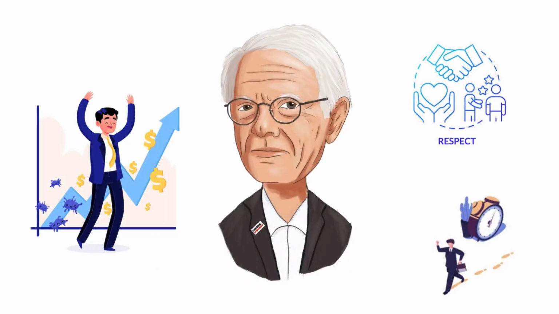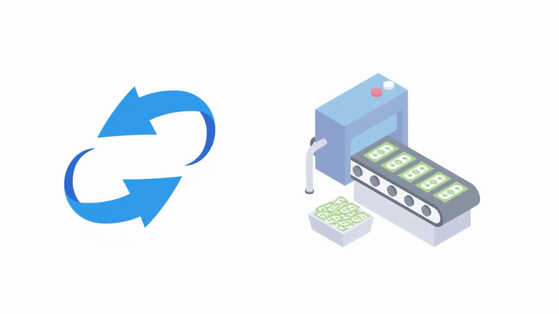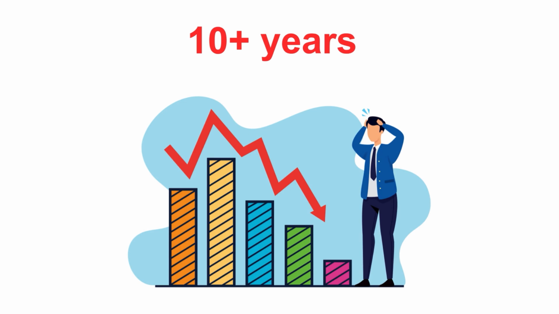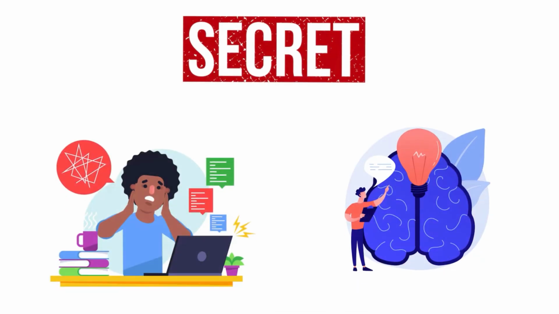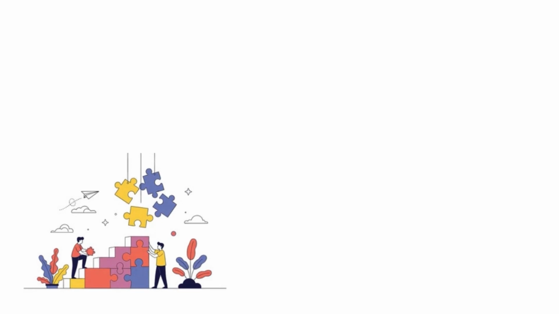Peter Lynch is one of the most respected investors in history. He managed the Fidelity Magellan Fund and turned it into a money-making machine that crushed the market for over a decade. His secret was not complicated technology or insider information. It was a simple but powerful formula that anyone can use. Before we get to his masterpiece ratio, we need to build the foundation.